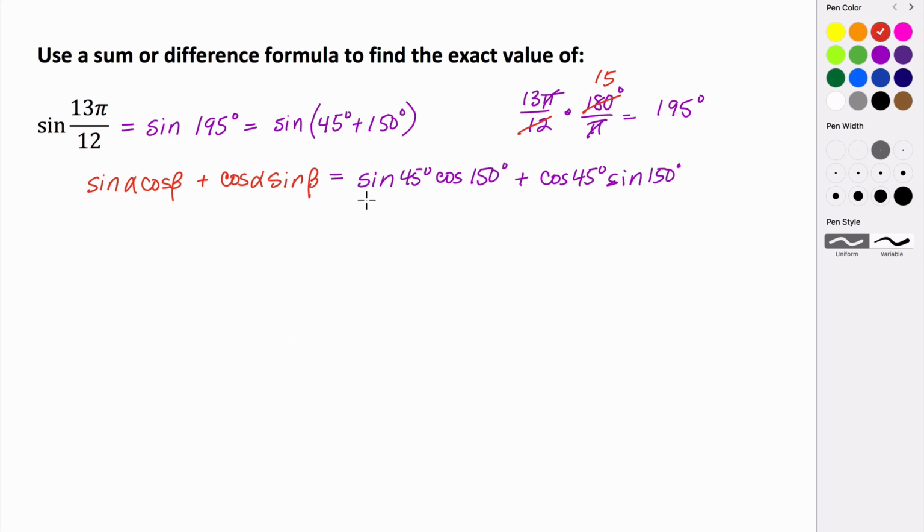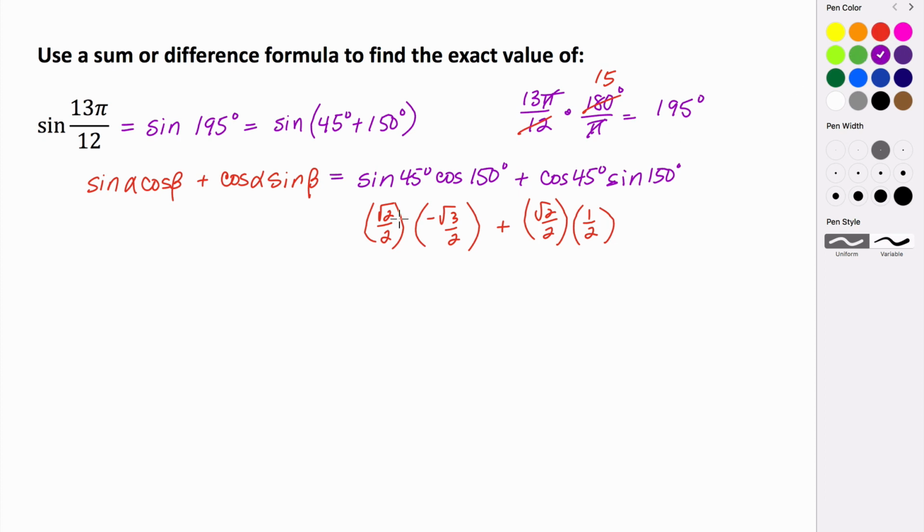So what are each of these values? Well, at 45 degrees, the sine has a y-coordinate of the square root of 2 over 2. At 150 degrees, the x-coordinate is negative square root of 3 over 2. The cosine of 45 is square root of 2 over 2. And the sine at 150 is positive 1/2.